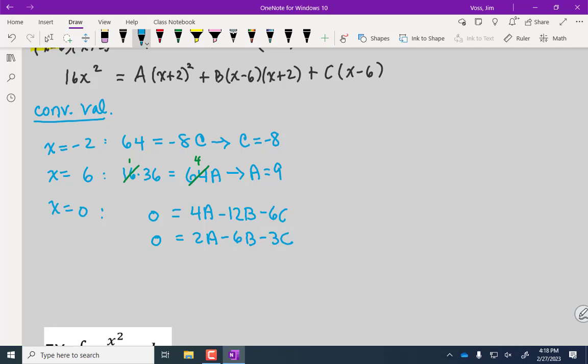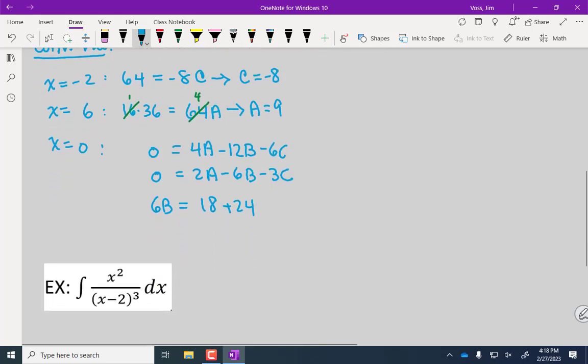Perfect. Take the A and the C that we just found, plug them in here and here, and we'll get the B. Exactly. So we know that 6b, I'm going to add the 6b to the left, will be 2 times A, which is 18, minus, let's see, minus 3 times negative 8 is plus 24. So then we divide both sides by 6. We'll get 3 plus 4, so we'll get 7. That'll be our third coefficient.